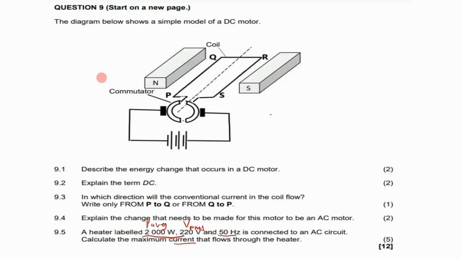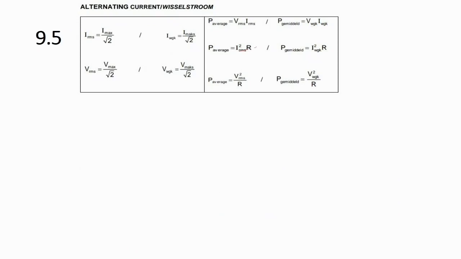Then what are we given here? We are given the average power and the RMS voltage, right? Meaning that we can use this formula here to find the root mean square current. So by saying P average is equal to V RMS multiplied by I RMS, right? So what is your P average?